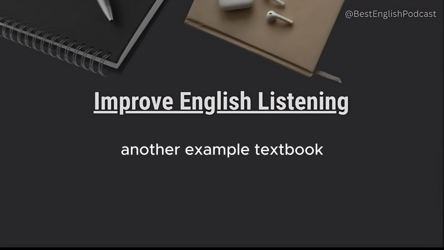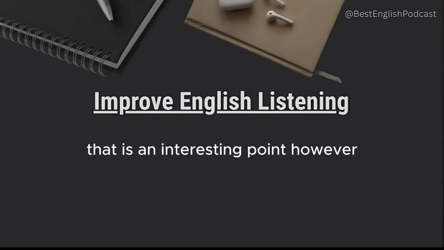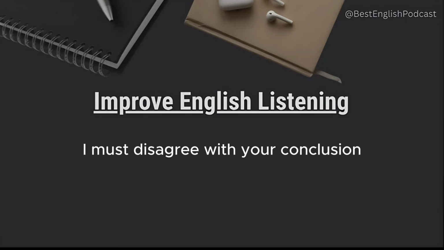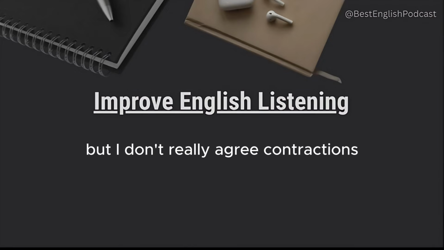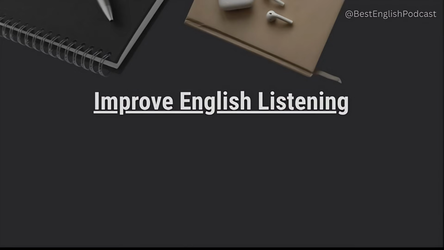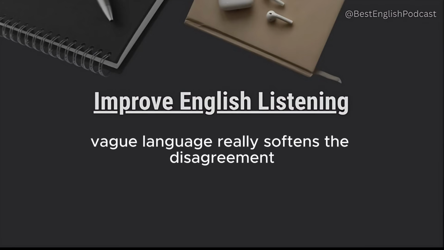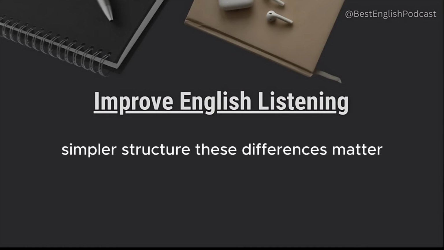Another example. Textbook. That is an interesting point. However, I must disagree with your conclusion. Conversational. That's interesting, but I don't really agree. Contractions. That's. Informal transition. But instead of however. Vague language. Really softens the disagreement. Simpler structure.